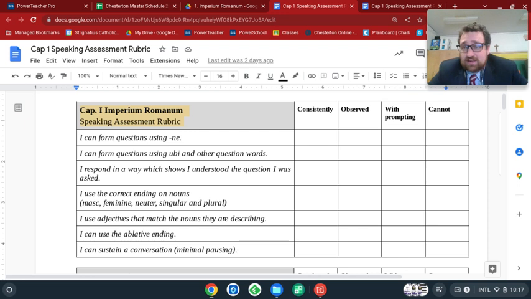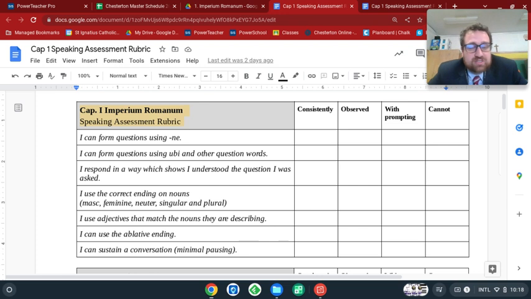Let's take a look at it. You have to do the exact same things. Your conversation with each other about the map is going to look exactly the same. It's just that the rubric is a little different, and I think this is going to work a little better. So let's take a look at these in order.